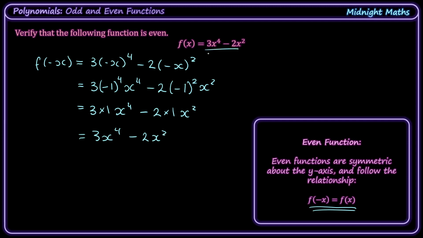And if I have a look, that's exactly the same as f of x. So now I'll say f of x. And then I can say, therefore, f of x is an even function.